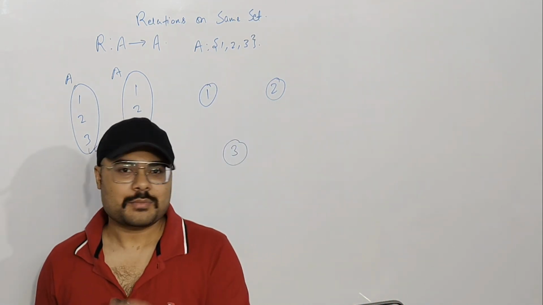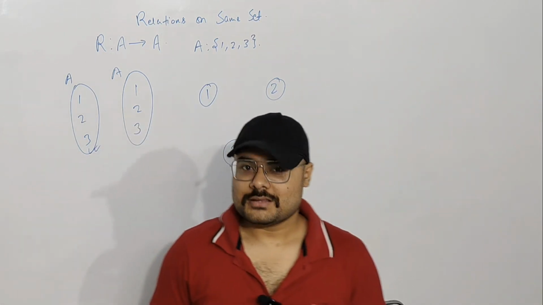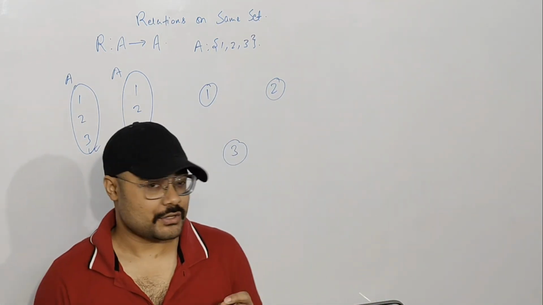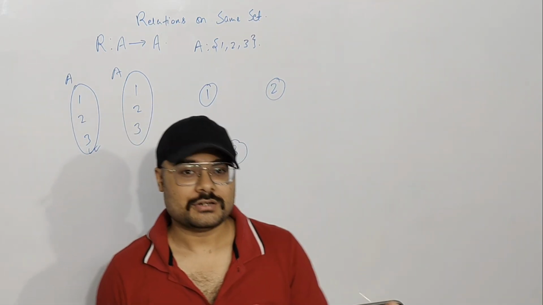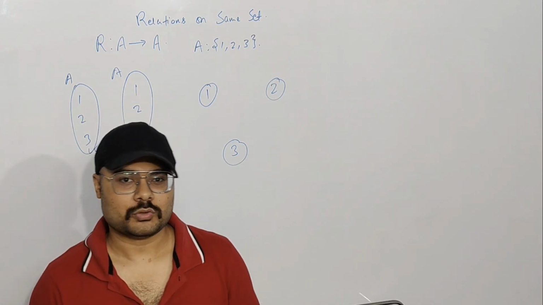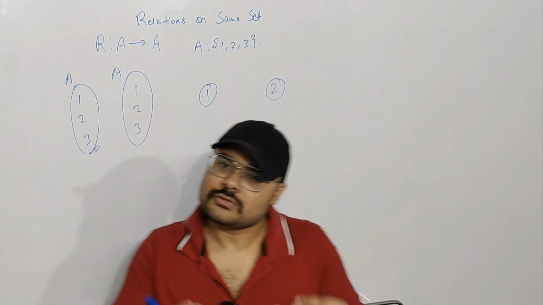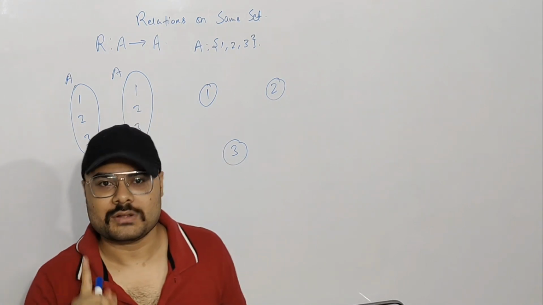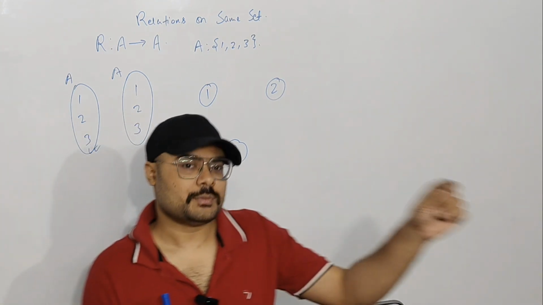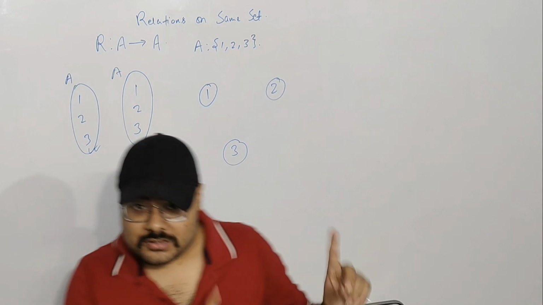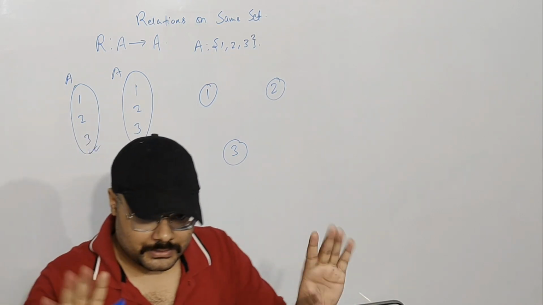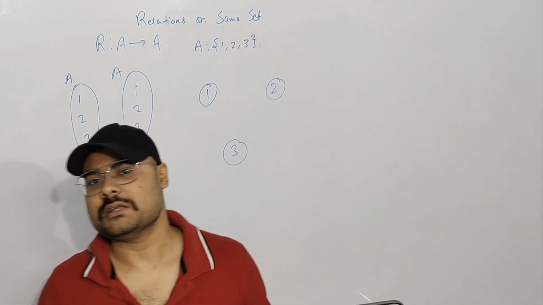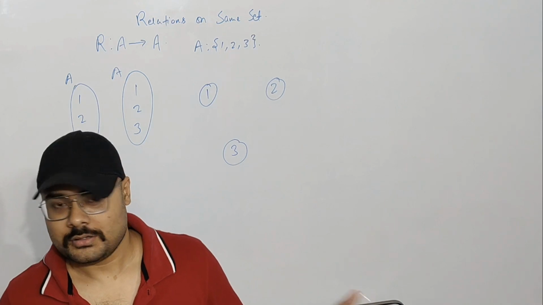Now, the anti-symmetric relationship is that if there is a relationship between two distinct elements, then it cannot be both ways. Either there is no relationship, or if there is a relationship, then it has to be from one side only. Like only A has to be related to B. If A is related to B, A is not equal to B, then B is not related to A.